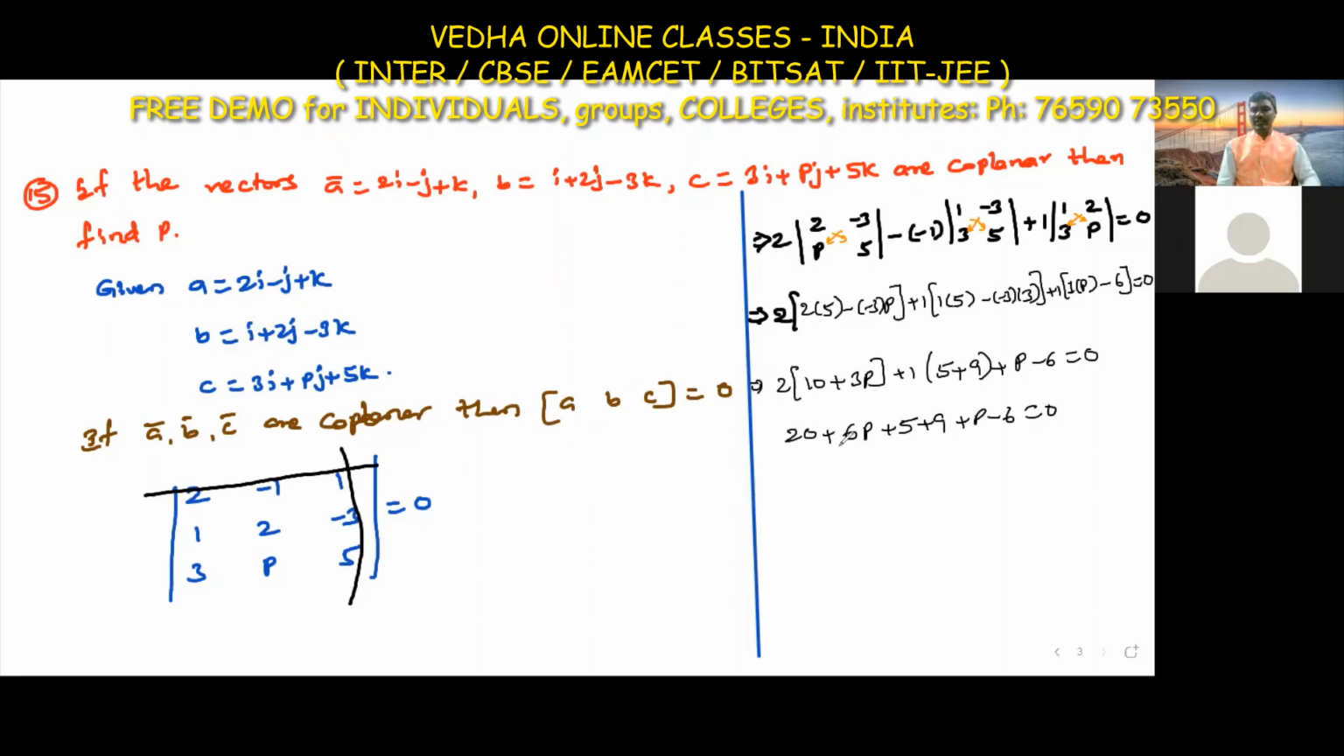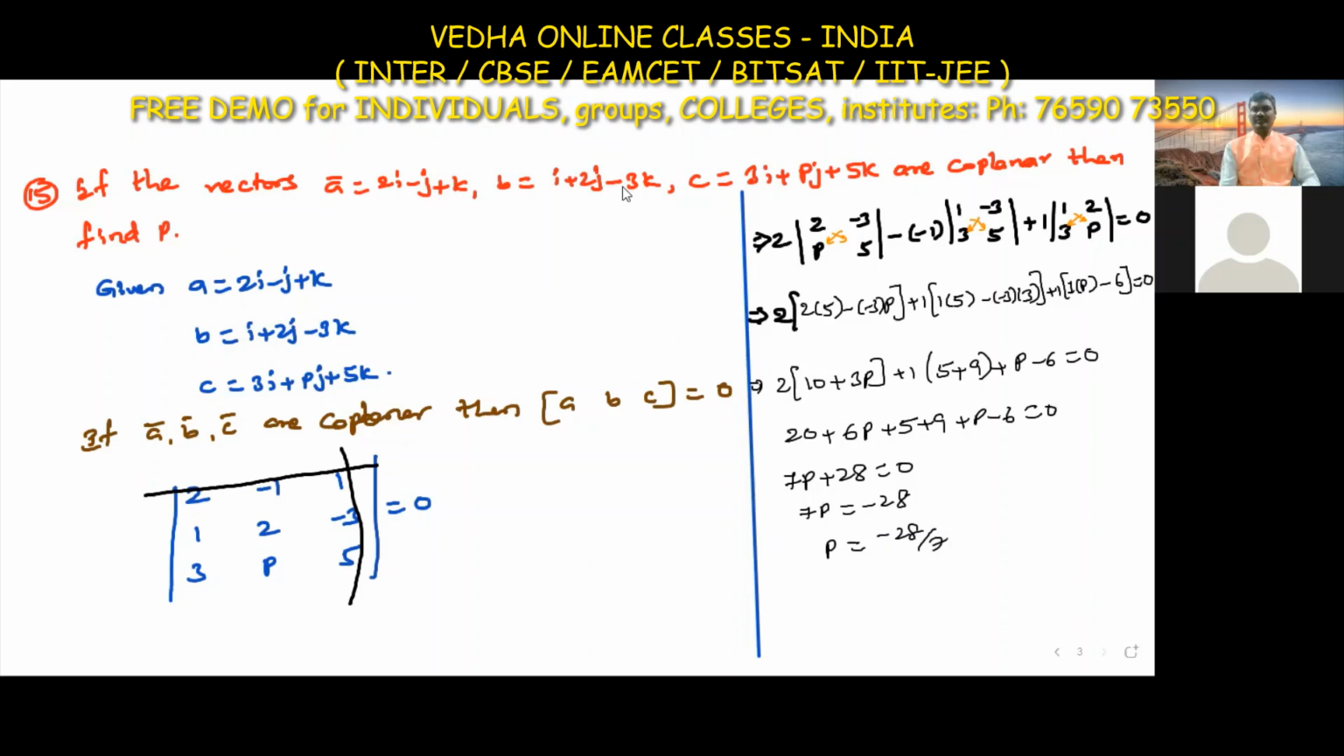Add the p terms, 6p plus p, that is 7p, and add the remaining numbers. 20 plus 5 is 25, 25 plus 9 is 34, 34 minus 6 is 28. Plus 28 is equal to 0. That means 7p is equal to minus 28, p is equal to minus 28 by 7.